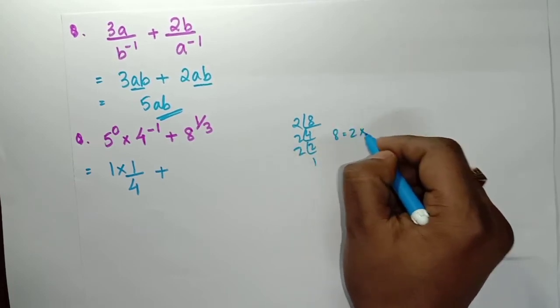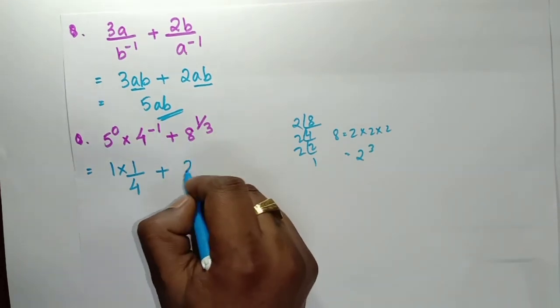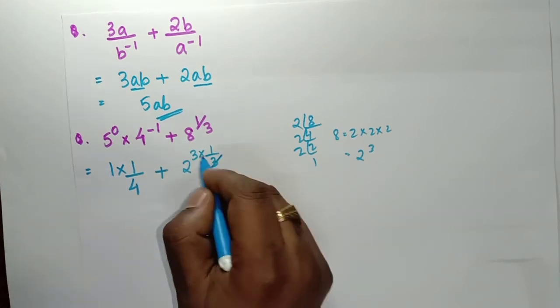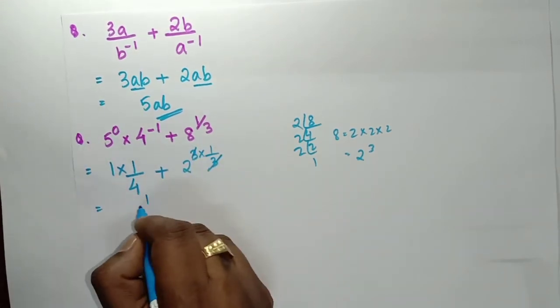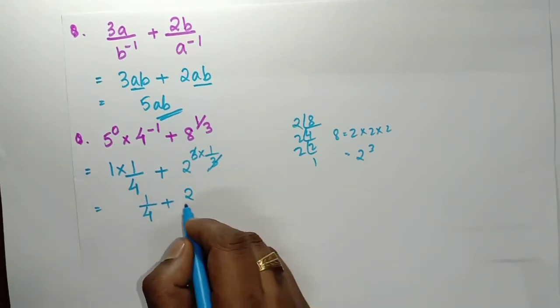That is 8, I can write 2 into 2 into 2. So 2 into 2 into 2 means 2 cube. That means 8 I can write as 2 cube into 1 by 3. Now this 3 will get cancelled. So what I got? 1 by 4 plus 2. Now nothing means I can put 1.